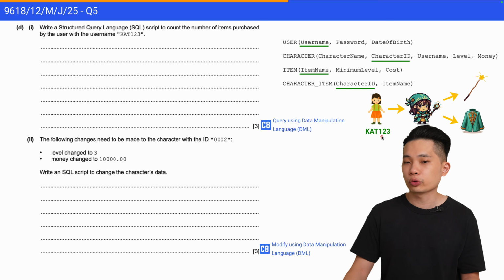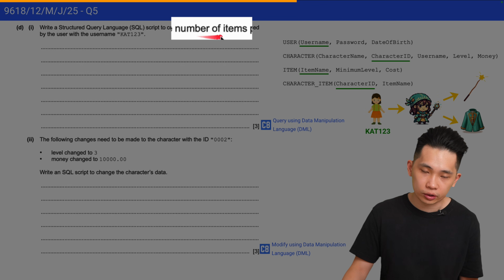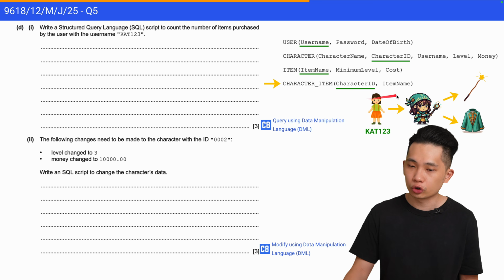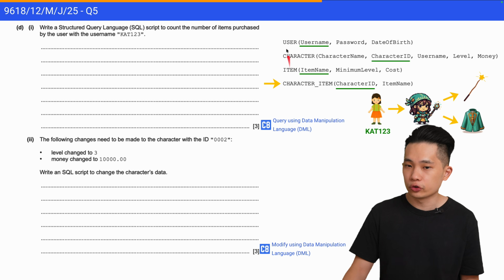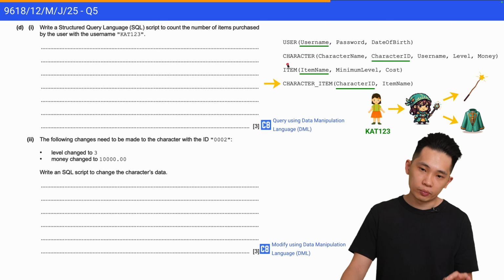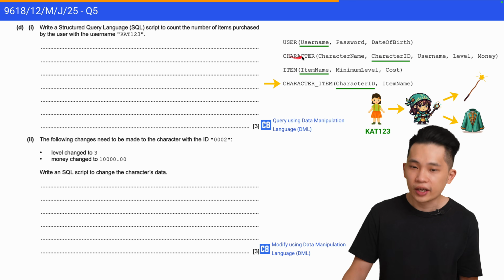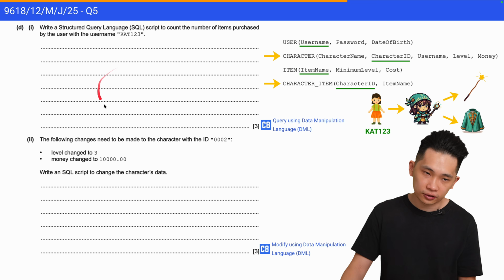And then next, let's look at what are the tables involved. So first of all, we need to count the number of items. So look at this, from which table we can get number of items? It's going to be this character underscore item here. So we can get a number from this table here. And next, we have to filter by the username. So we can use either user or character table here, but definitely we need to join the table. So the table that we choose is going to be character table here. So we'll be using these two tables to actually get the answer for this question here.